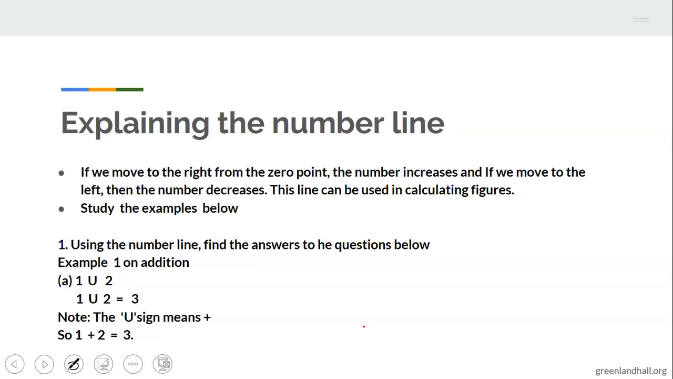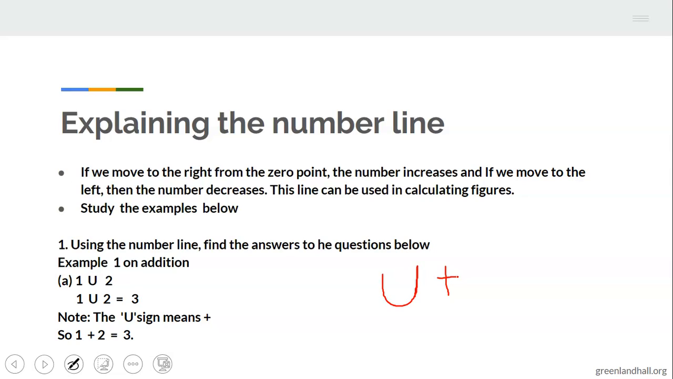Now I want to explain the number line. If we move to the right from the 0 point, the number increases, and if we move to the left, the number decreases. This line can be used in calculating figures. Now we're going to be using this example below. I have a plus sign here. This sign signifies plus. So look at it, 1 plus 2, I have gotten my 3.